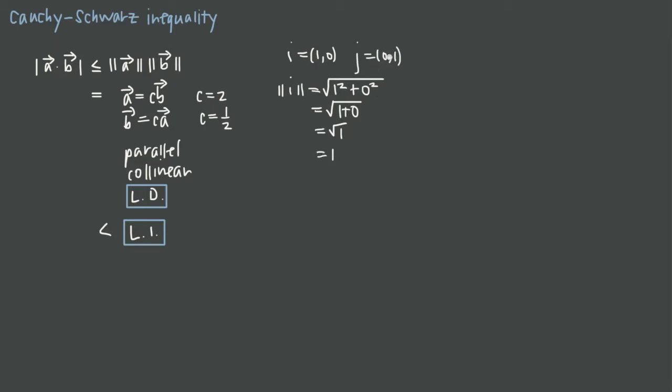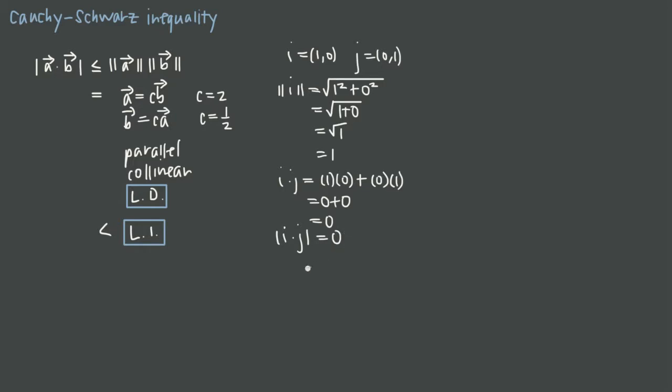And the same will be the case for j. Its length is also 1. Then if we take the dot product to get the left-hand side here, the dot product of i and j, we multiply the first components together, so we get 1 times 0, plus the product of the second components, 0 times 1. Of course we get 0 plus 0, or 0. We need the absolute value of that dot product, but of course the absolute value of 0 is just 0.